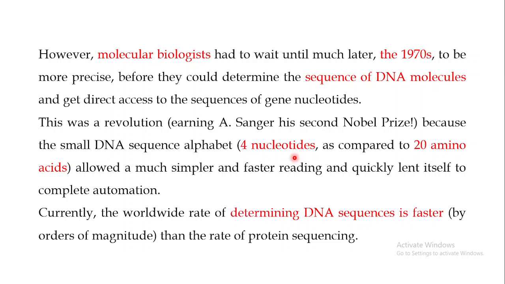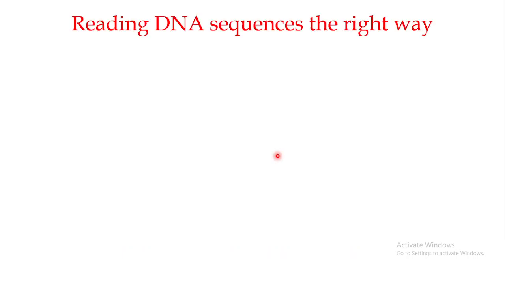So currently, if you look at the worldwide rate of determining the DNA sequences, it is much faster than the rate of determining the protein sequences, because when you go for the sequencing of the protein, you have to focus on these 20 amino acids. When you go for the sequencing of the DNA, you have to focus on these 4 nucleotides. Now, in my previous videos, I've told you that we always read the sequences from the N terminus towards the C terminus. So what about the DNA sequences, how do we read them? In my next video, I'll be focusing on how you are going to read the DNA sequences the right way.